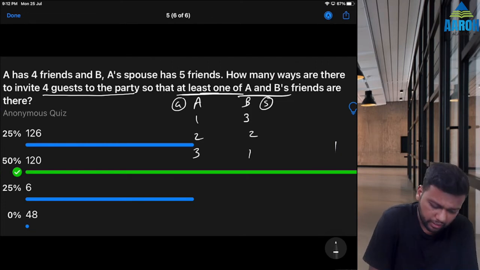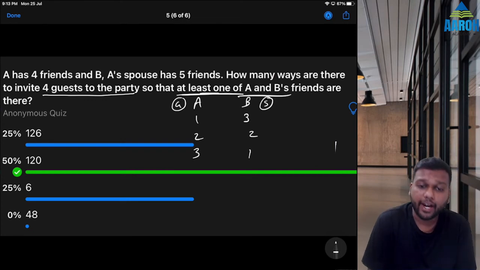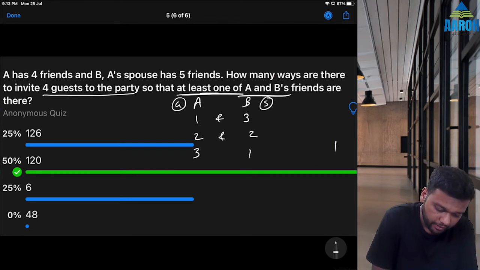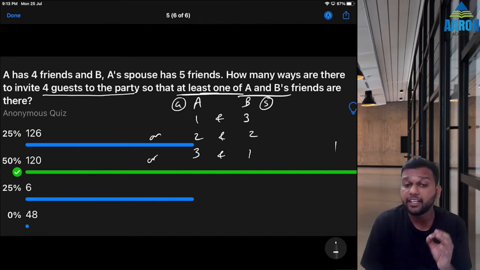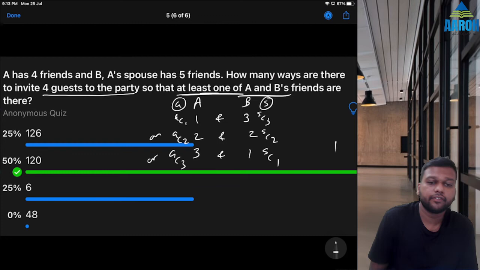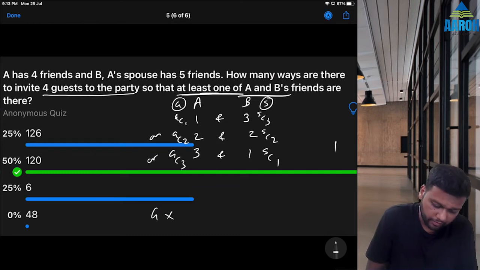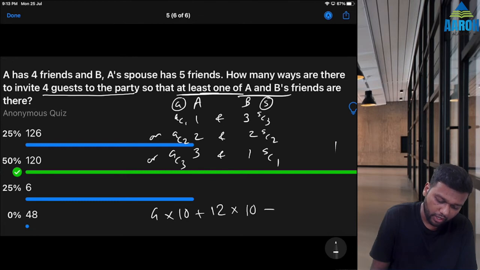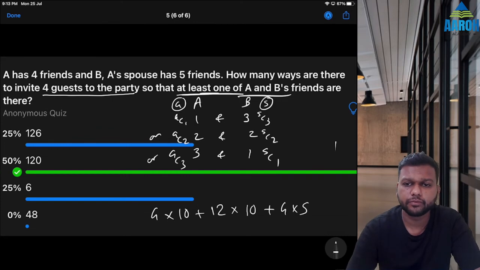So let's do this. So always convert it into and or. This is and, right? And this is or. And is multiplication, or is addition. 4C1 into 5C3, 4C2 into 5C2, 4C3 into 5C1. Let's do it. 4C1 is 4. You can do it on calculator also if you don't know these values. Into 5C3 is 10, or 4C2 is 12 and 5C2 is 10, or 4C3 is 4 and 5C1 is 5. Let's do it on calculator now.